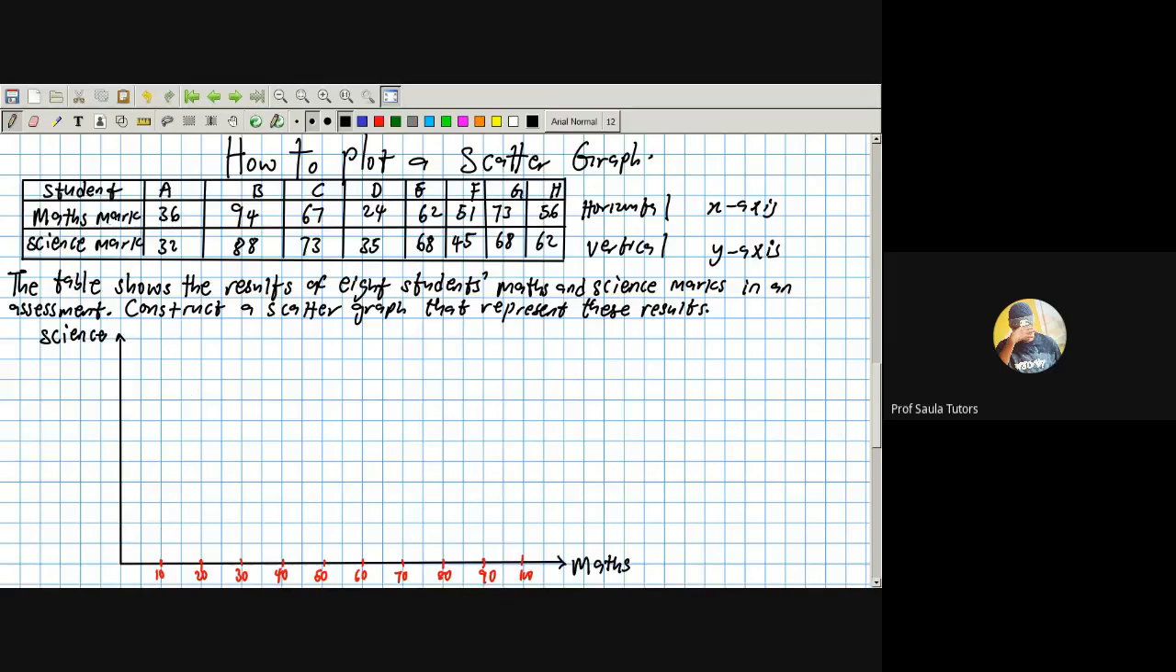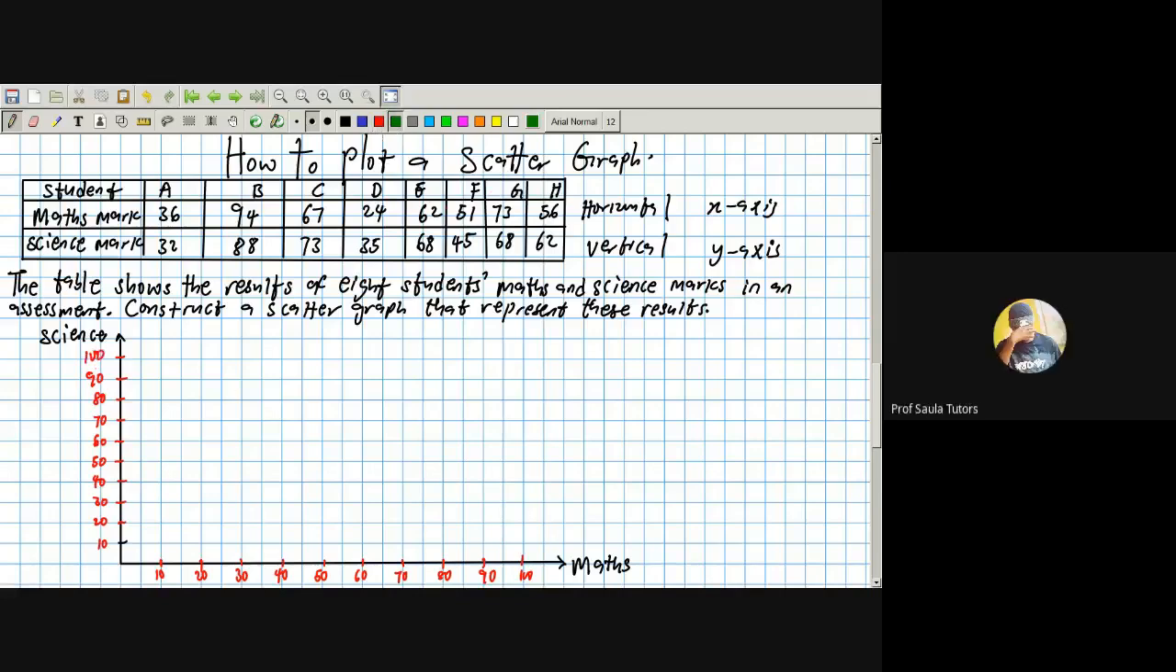Now let's go. For the science now, let's see 10, 20, 30, 40, 50, 60, 70, 80, 90. Okay, that's okay. Let me say this is 10, 20, 30, 40. This is 50. This is 60. This is 70. This is 80. This is 90. I can call this 100. Now let's plot our graph.